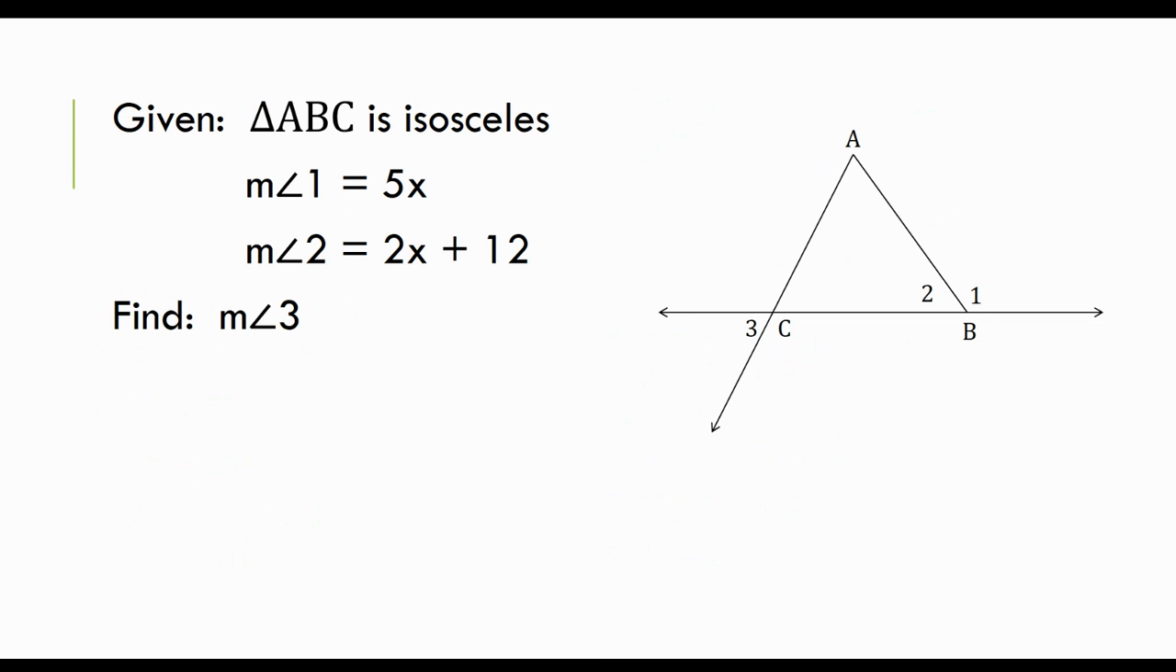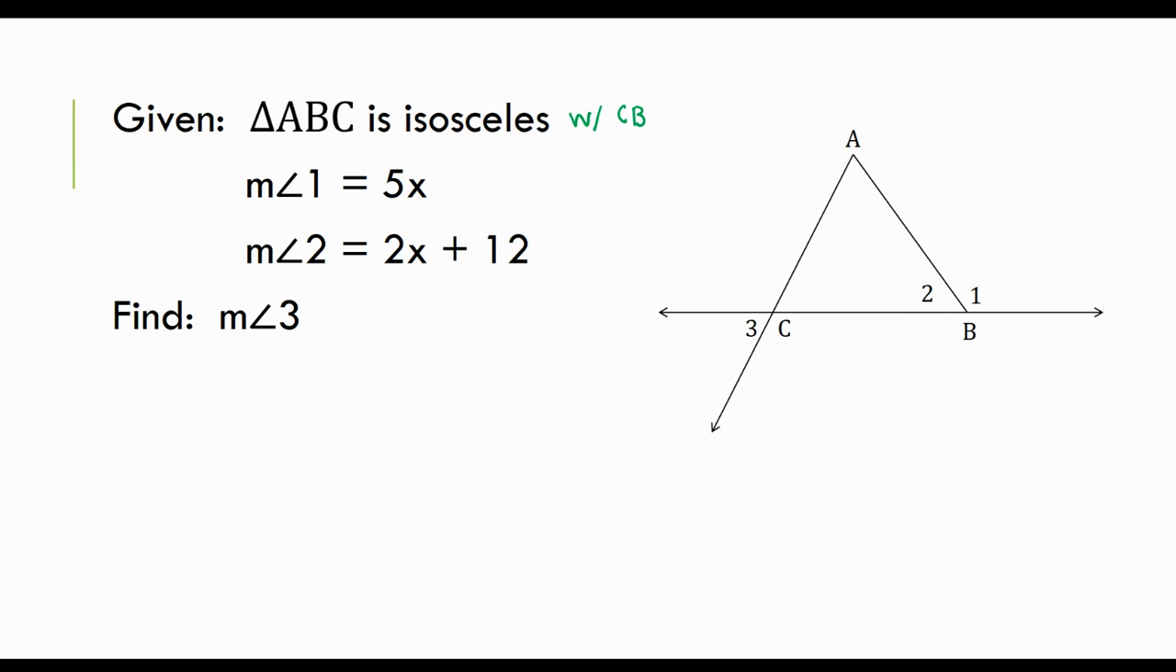All right, let's take a look at this one. This is not a proof, this is an algebra problem, because notice it's asking us to find the measure of an angle. So we're going to be calculating here. But what I'm given is that triangle ABC is isosceles. I should also tell you what the base is. The base is going to be the base CB.